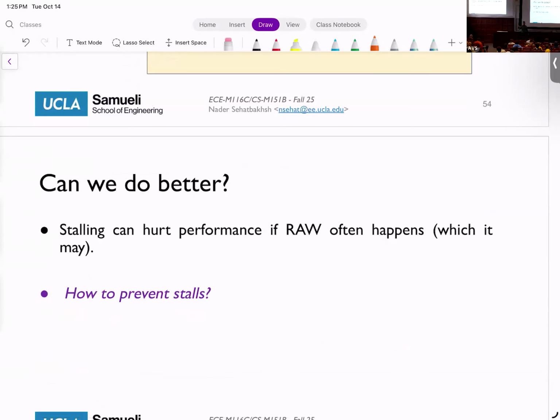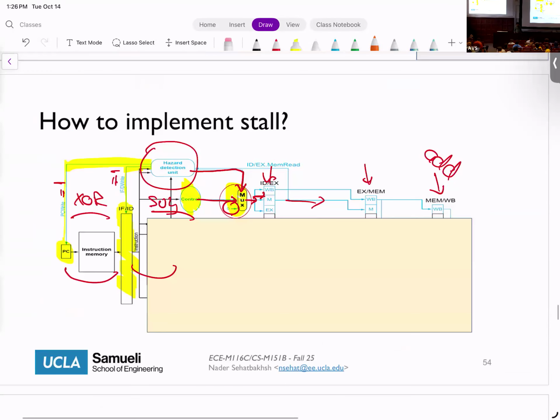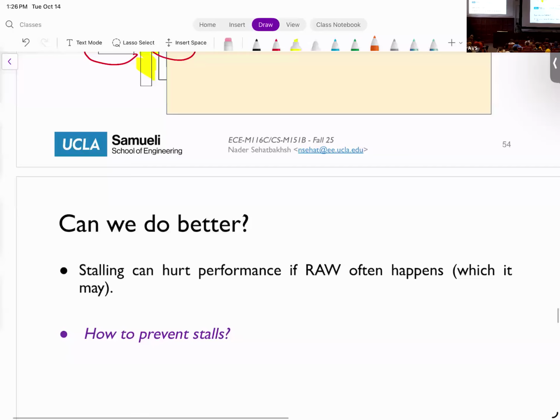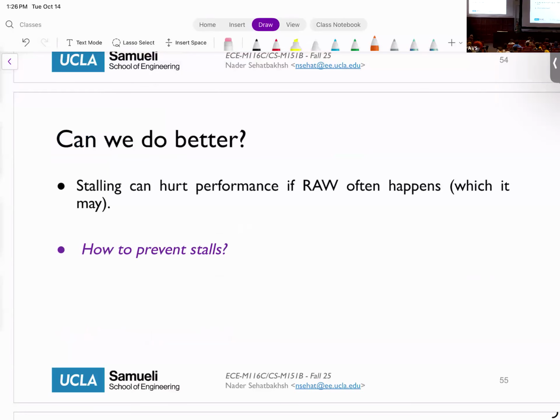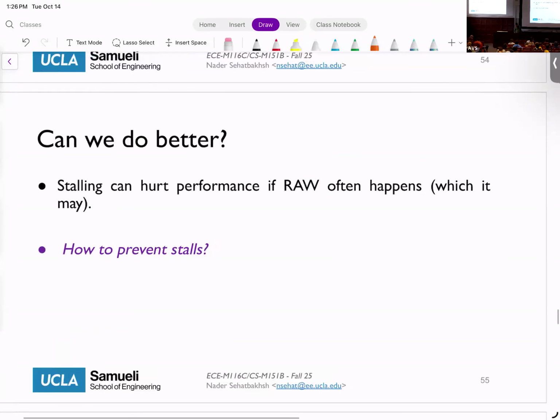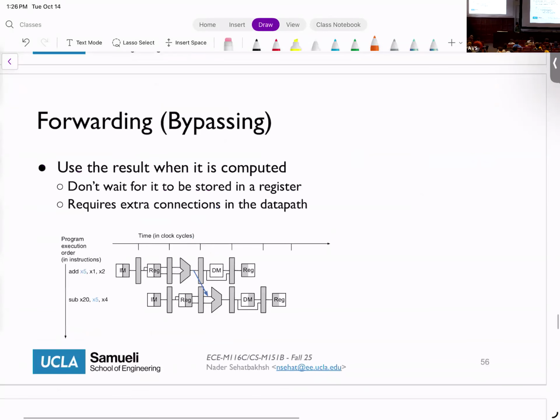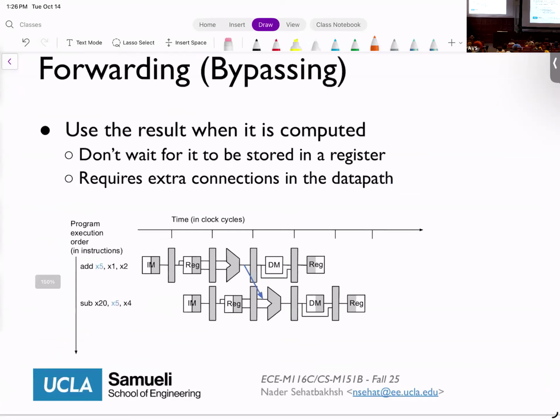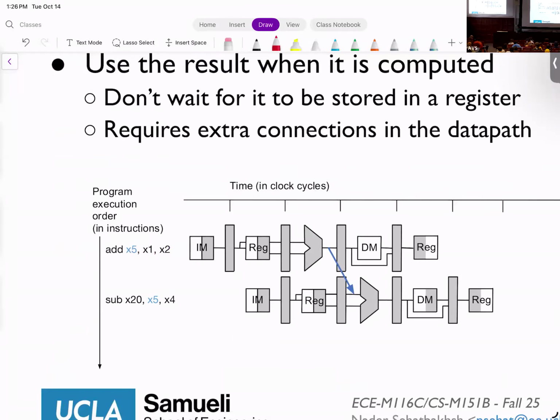All right, so now you guys are asking, okay, if there are lots of dependencies, I'm basically wasting a lot of cycles. So is there a better option? How do we do this without stalling the processor? This is the idea of what we call forwarding, okay? Or sometimes people call it bypassing. So what is forwarding? Let's revisit the example that we had before.